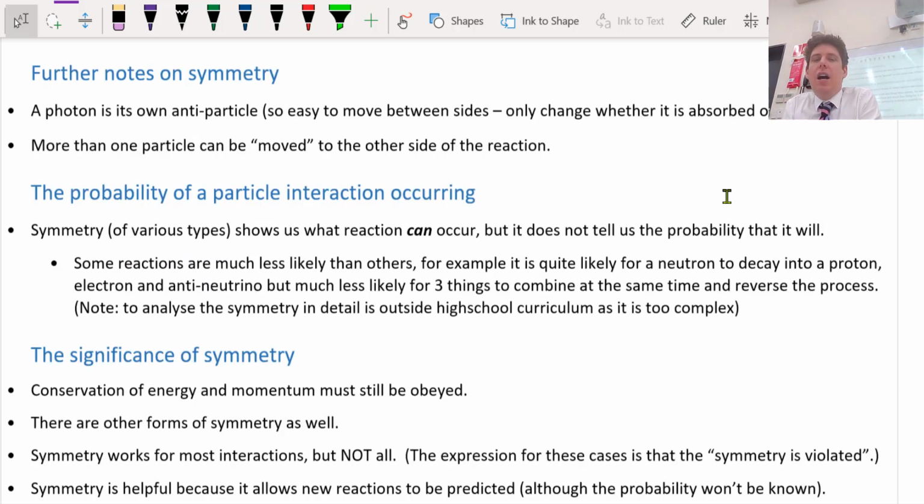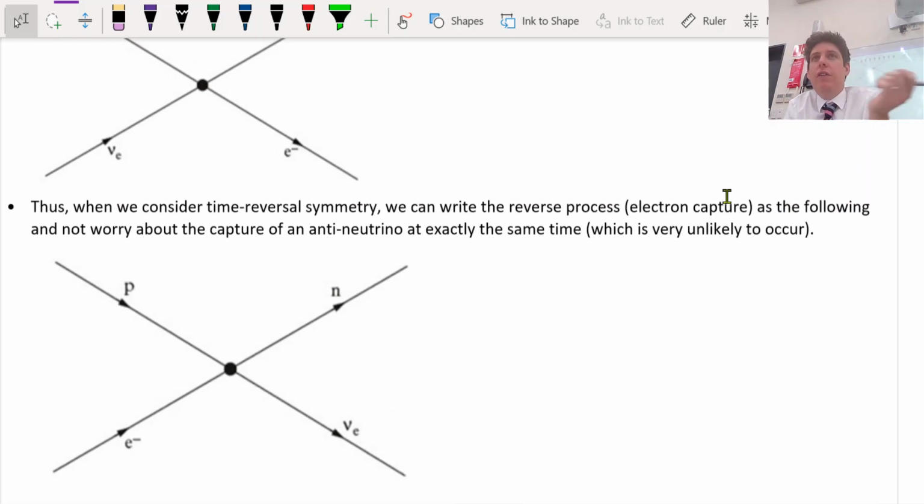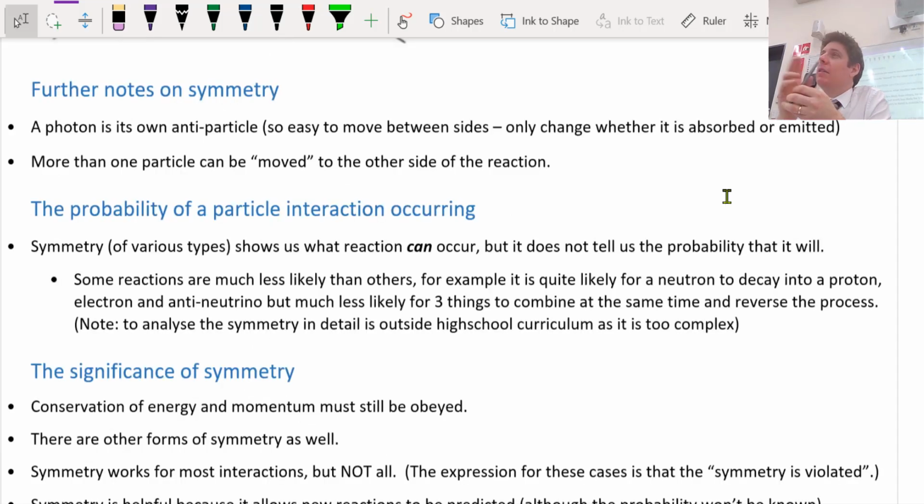So just some further notes. I highly recommend you write this down. A photon is its own antiparticle. So what does that mean for the interactions? For example, the time reversal. Photon, bring it over there. We don't need to do anything with it. It's still a photon. My second point, we can move more than one particle. So you don't just have to do one particle, you can swap two particles.